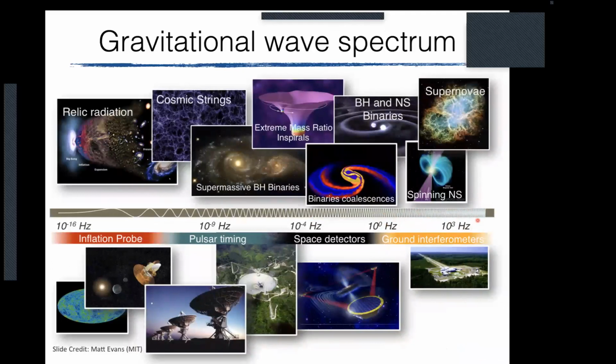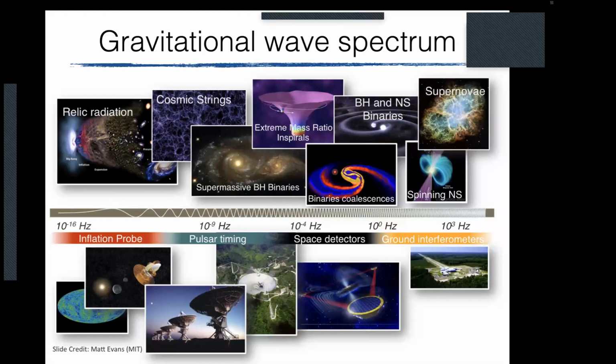But there is the LISA detector, which will be observing around the millihertz. There's the pulsar timing array, which recently observed evidence for signals from supermassive black holes in this frequency range. And then there are probes that look for basically the cosmic microwave background equivalent of gravitational waves, the relic gravitational waves from the Big Bang. So there is a whole spectrum of sources, as you can see.